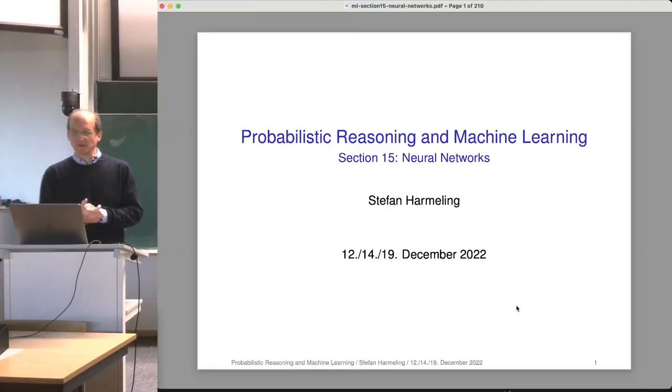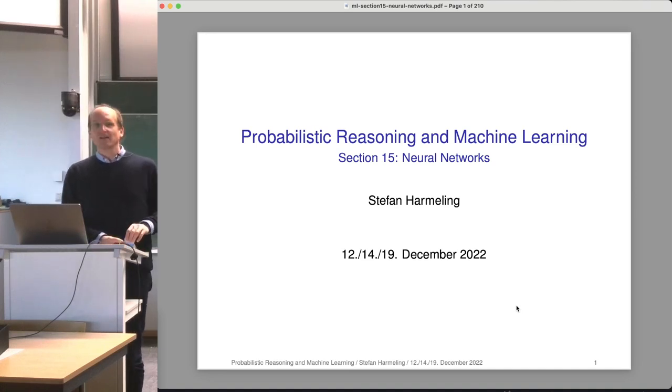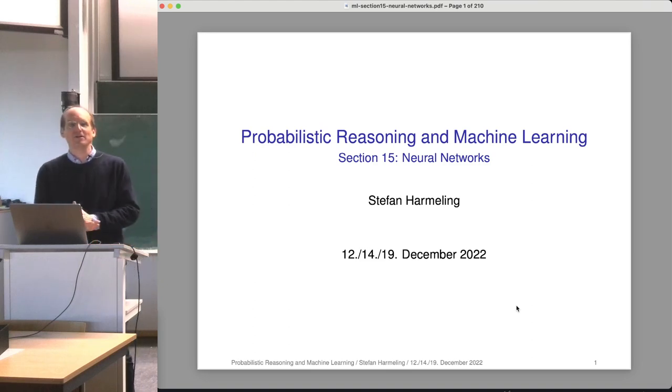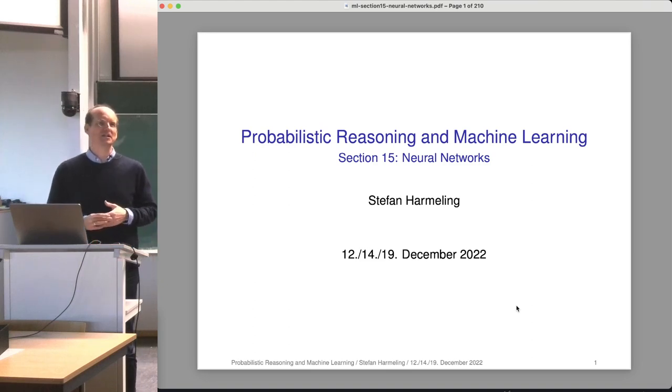So welcome everyone to our next lecture on probabilistic reasoning and machine learning. Today we start with a completely new topic, neural networks. However, as you will see, it doesn't look so completely new. It looks very much like linear regression actually. And that will be the basis of the neural networks.